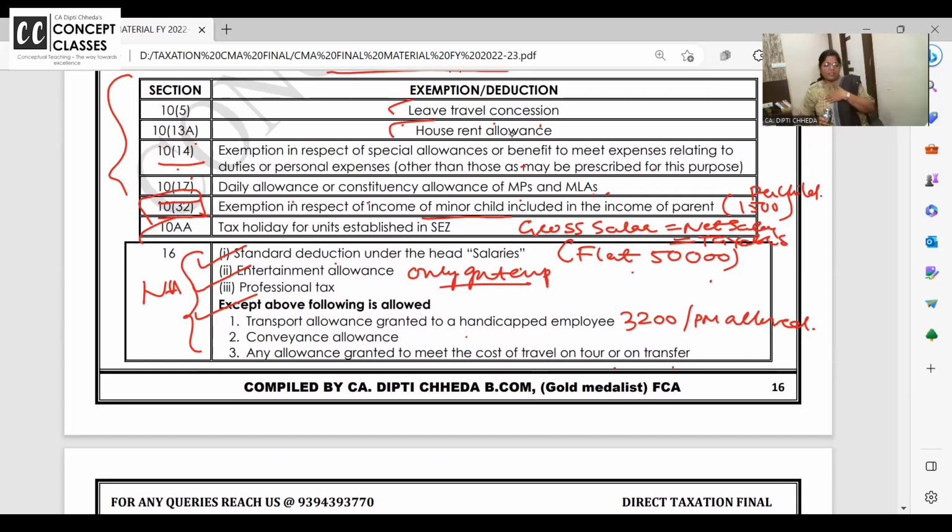The more problems we solve, it will be clear. The new text will be clear. Clear until now? No doubt?